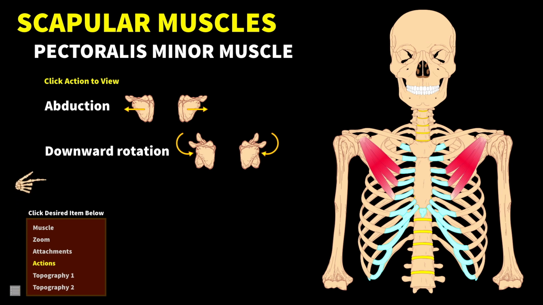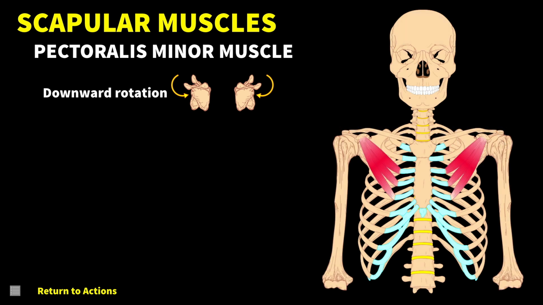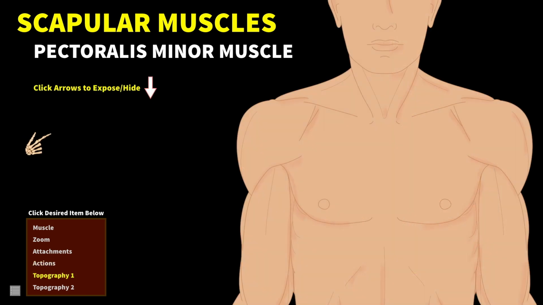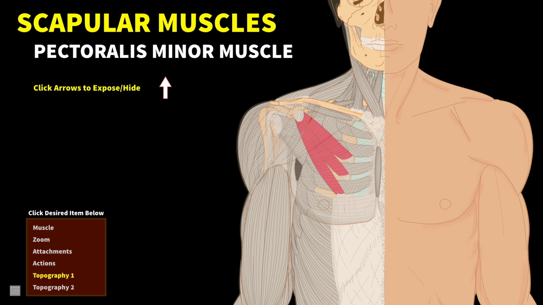With the scapula rotated upward, notice how the muscle is stretched. When it contracts, it rotates the scapula downward. Let's finish up by observing the topography of the muscle. Note that it is not visible when you look through the skin. I have to make the larger pectoral muscle transparent to see the pectoralis minor. Now, let's observe the topography on a real body.